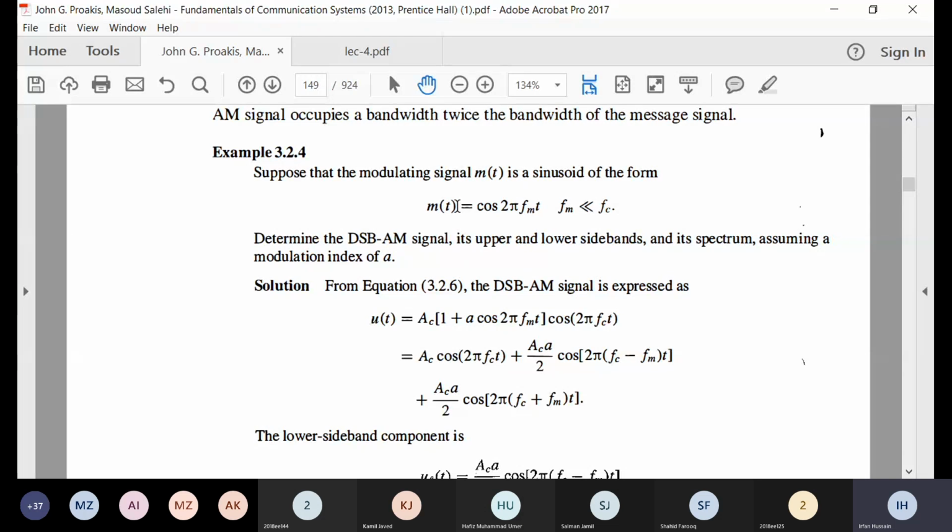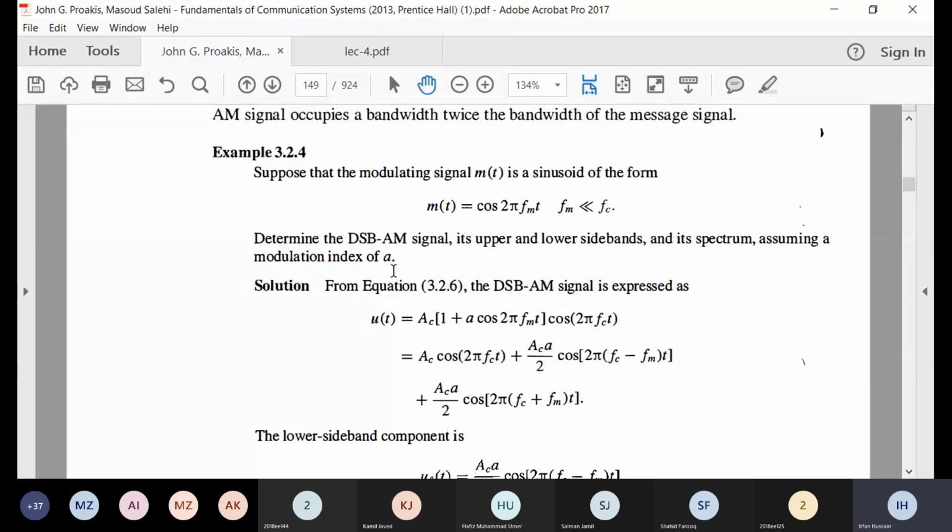Now, again, assume that this is your modulating signal, and then you have a carrier which is much greater. You have to find the double sideband AM. It is not suppressed carrier, so you have to just find DSB AM, assuming a modulation index of A.